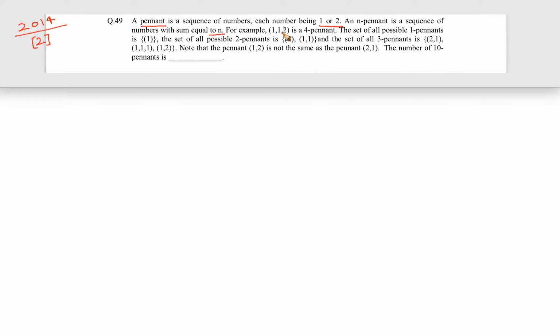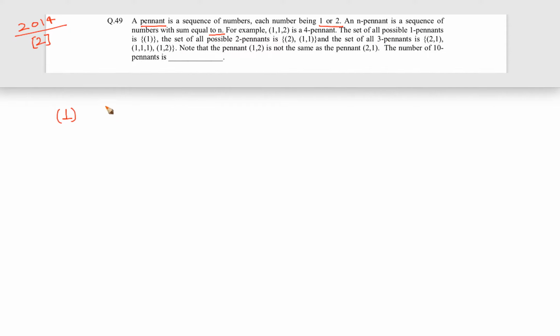So for example, this is a pennant, where the numbers are either 1 or 2, so 1 1 2. This is a sequence, and the summation of them is 2 plus 1 plus 1, which is 4. That's why it is called a 4 pennant. So n pennant is a sequence of numbers with sum equal to n. So all the numbers sum, if that is 4, then this is a 4 pennant. Now they're basically giving examples. So the set of possible 1 pennants is this. This is the only possible 1 pennant.